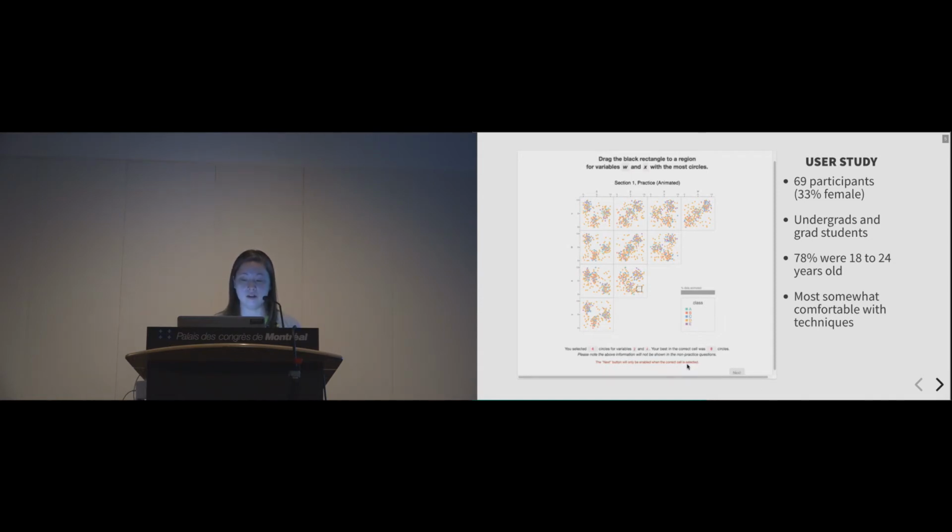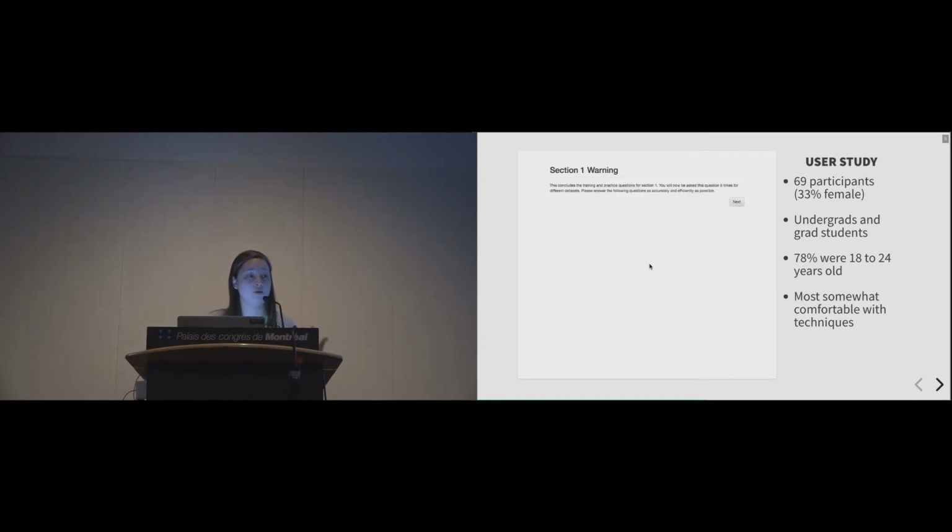I have a warning message until I get it into the right region, which is W and X, and now I can click the next button if I wanted to. And it's going to tell me how many circles I've selected in that particular region and what my best value was. So users could play around with this, practice, and see how they were doing.